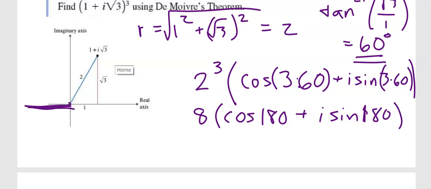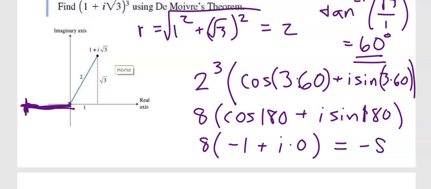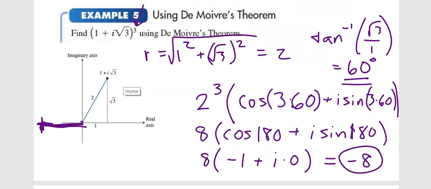180 is over here on the unit circle, right? So what's the x value out here at the outside edge of the unit circle? Isn't that -1? So that would be 8 times -1, and the y value at that spot on the unit circle, isn't that 0? So that's i times 0. So you're telling me this is just -8? Yes. We took an imaginary number and raised it to the third power, and we ended up with a real number, -8. Dun dun dun!